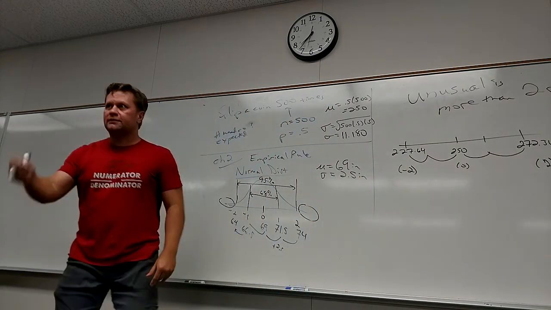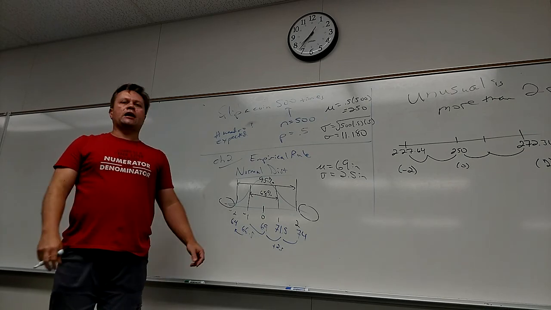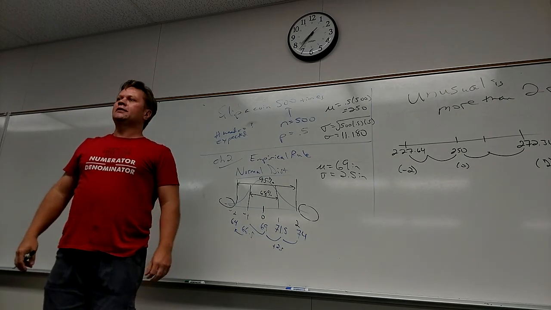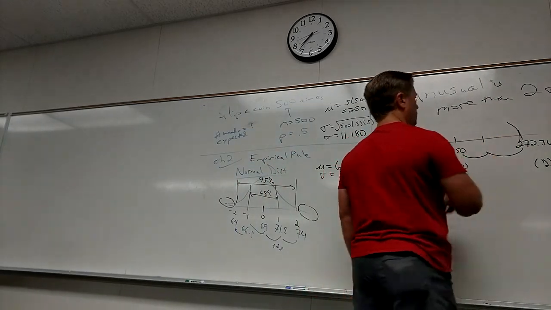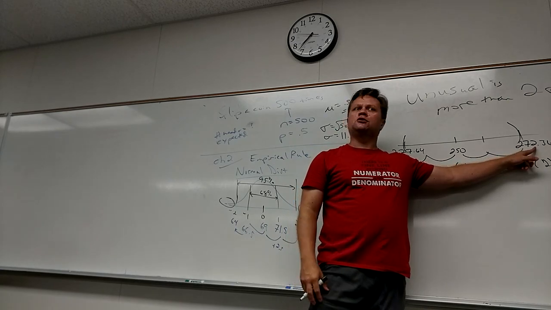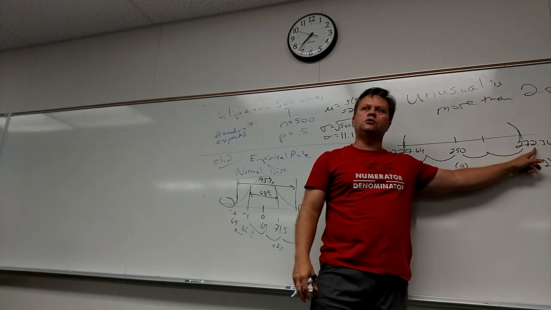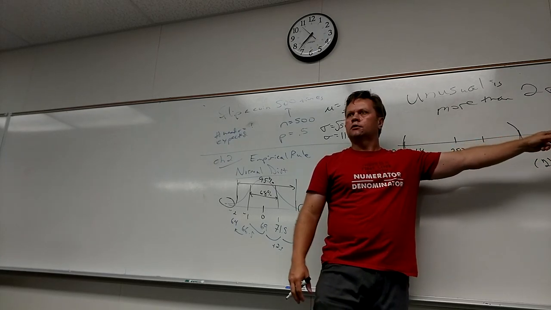So officially, statistically speaking, if I flipped a coin 500 times and got 280 heads, is that unusual? Yes. Where does unusually big start? 272. So if I got 280 heads, is that unusual? Yes, because it's outside this range.